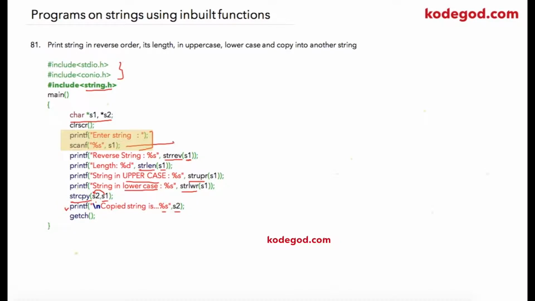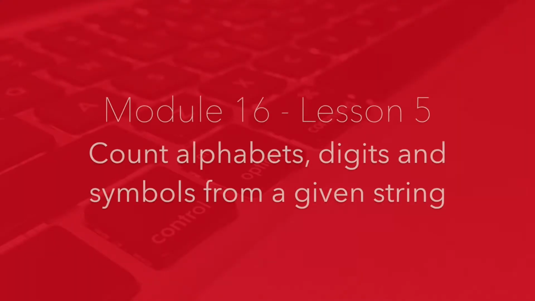So if at this stage user has entered, let's say, A, b, c as his input, note that string has capital A into it and b and c are small. So this function will give us result as c, b and capital A. This function will give us result as 3. This function will give us output as A, B and C all in capitals. This will give us output as a, b, c all in small. And here S1 will be copied into S2. So here also output will be capital A, B and C.